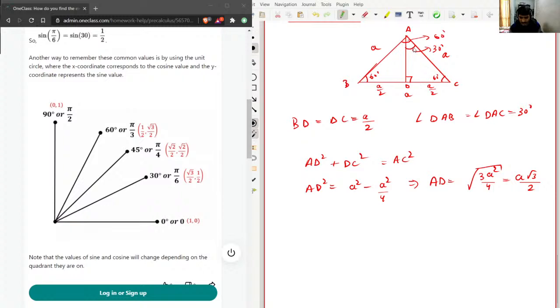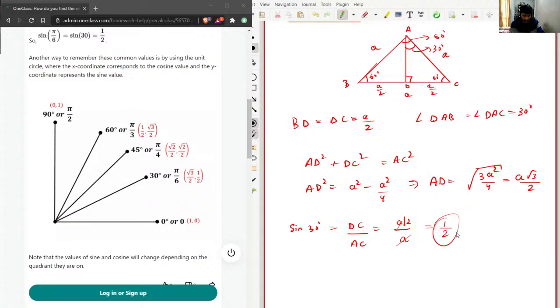So we can clearly say that this is 30 degrees. I'll just calculate sine of 30 degrees. This will be the opposite side, which is a over 2. That is DC over AC, which is a over 2 over a, and a can get cancelled, and this will become 1 over 2.